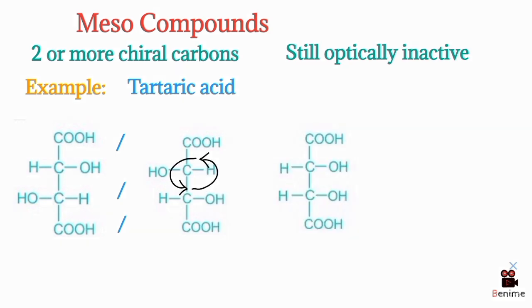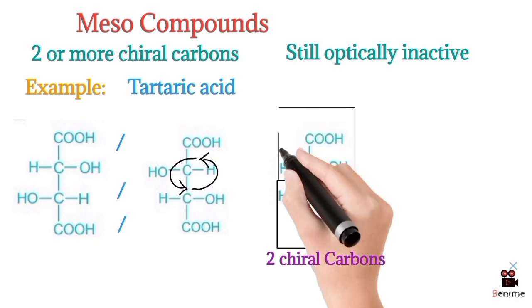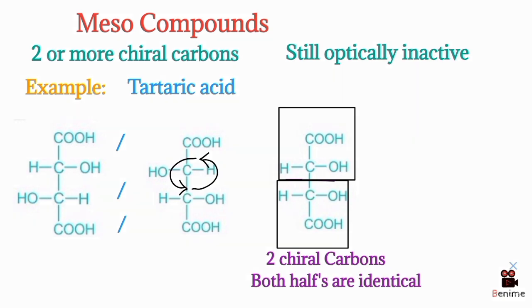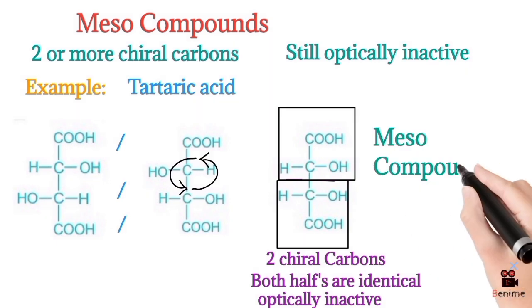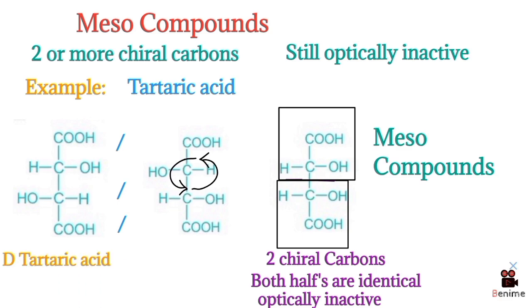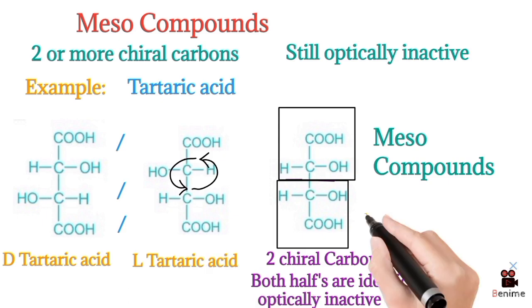Now look carefully at this third structure. It also has 2 chiral carbons. If I divide this structure from the center, it will be divided into 2 identical halves. This means that there is a plane of symmetry in this compound. If a compound has a plane of symmetry, then it will be optically inactive, although it contains 2 chiral carbons. These types of compounds are called meso compounds. Now if we name these, the first one is dextrotartaric acid, the second one is levotartaric acid, and the third one is mesotartaric acid.